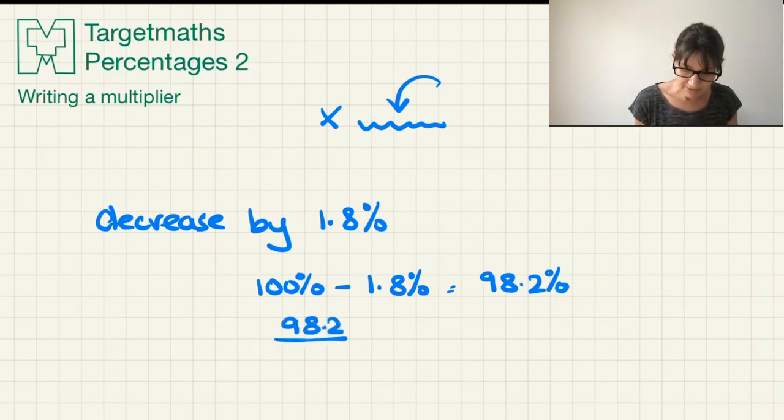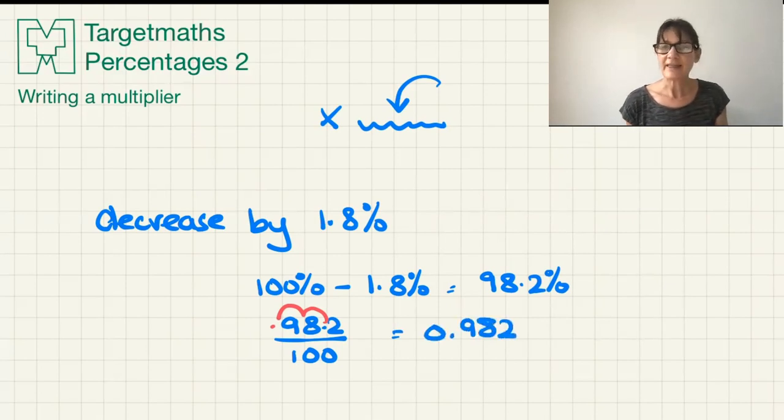The fraction equivalent looks like this, and then the actual decimal equivalent, decimal point's going to end up there, is going to be 0.982. And that is a multiplier. It's not tricky. It's not massively tricky, but it's essential. And if we don't feel secure and confident here, all of our percentage work is going to feel tricky and difficult. So make sure that you really understand your multipliers before you start using them in percentage problems.